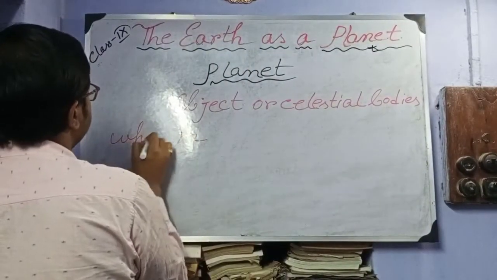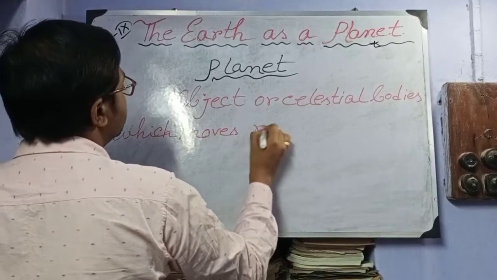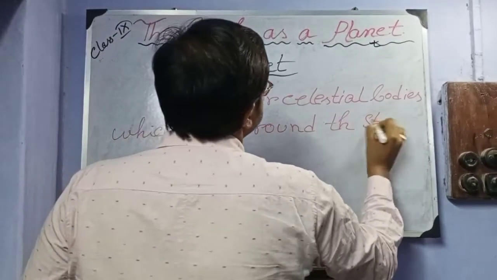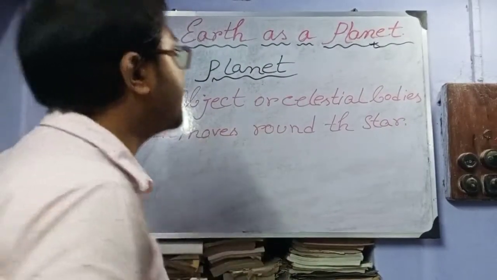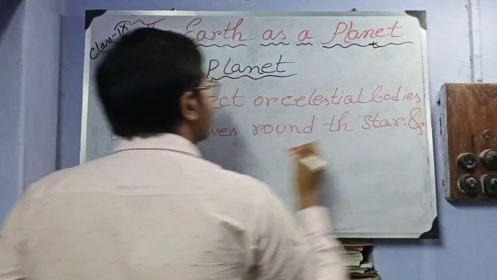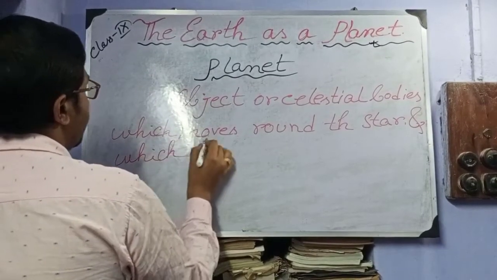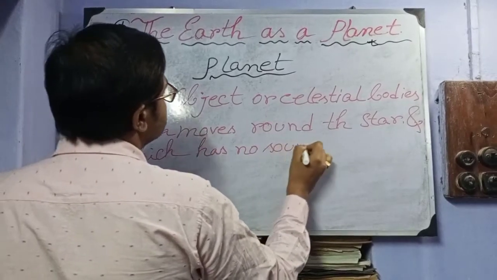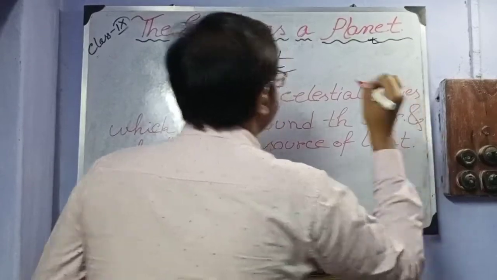which moves around the stars. It's a celestial body which moves around the star and which has no source of light. That is a planet.